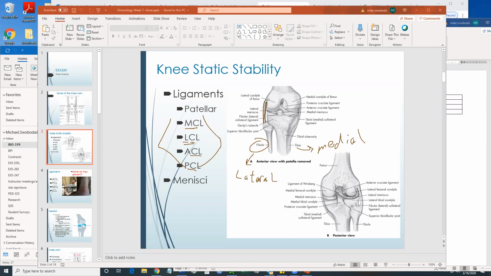This here is your LCL. So you see how it attaches right to the top of the fibula. That's the only important thing that the fibula does for the knee. That's it. Nothing else. Absolutely nothing else. This here is your MCL. And this here is your ACL. And that there is your PCL.